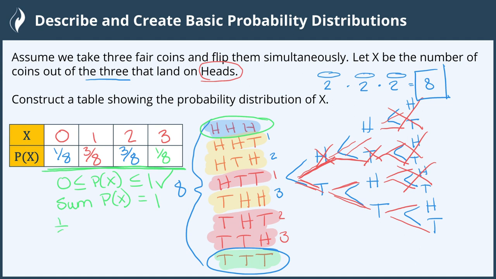So let's add our 1/8 plus 3/8 plus 3/8 plus 1/8. When we add fractions, we add the numerators if the denominators are a common denominator. So we're going to add 1 plus 3, which is 4, plus another 3, which is 7, plus one more, which is 8. So we get 8 out of 8. 8 divided by 8 simplifies to be 1. We've now completed both requirements for the probability distribution, and we're all done.